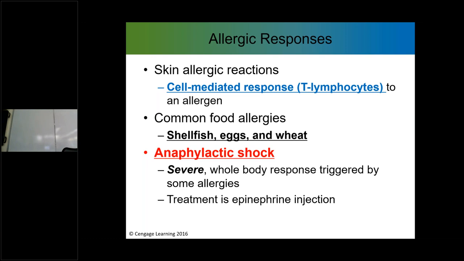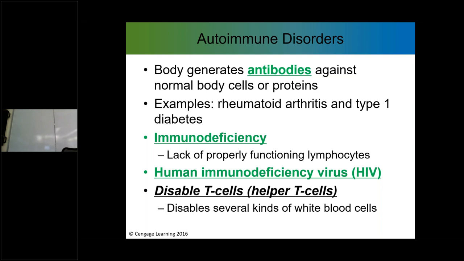We mentioned before the autoimmune response, where your body is actually attacking its own self, right? So you'll see here that the body will generate antibodies that will then attack your own body cells. And this can be devastating. Rheumatoid arthritis, type 1 diabetes, and multiple sclerosis, MS, are examples of autoimmune disorders.